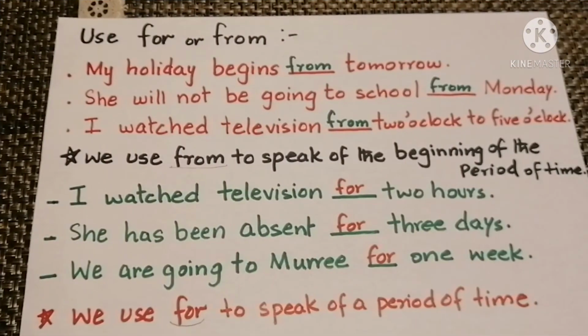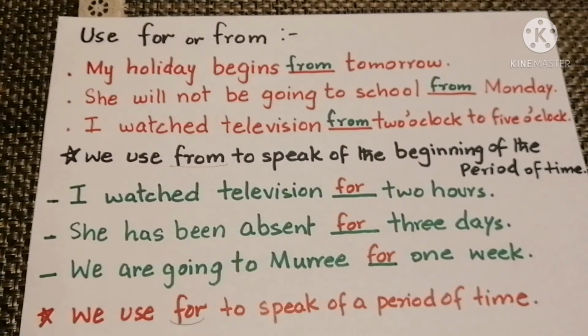Use of for or from. My holiday begins from tomorrow. She will not be going to school from Monday. I watch television from 2 o'clock to 5 o'clock. We use from to speak of the beginning of a period of time. I watch television for 2 hours. She has been absent for 3 days. We are going to Murree for 1 week. We use for to speak of a period of time.